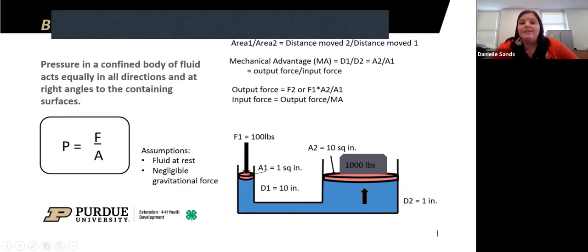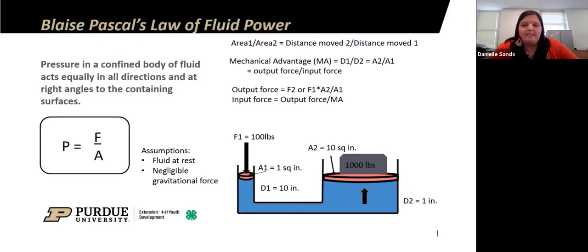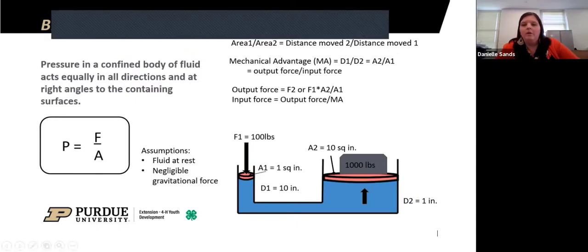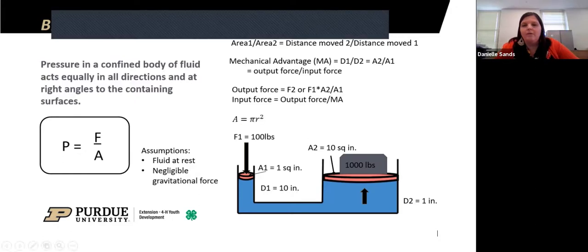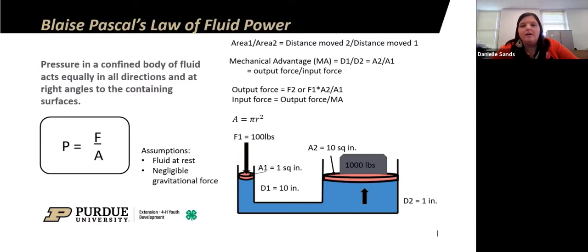All right, the output force is equal to F2, and F2 is basically the amount of weight that is lifted in cylinder 2, or it's F1, which is the input force, times A2 divided by A1. And then input force is equal to output force divided by mechanical advantage. And then, as always, area equals pi r squared. So if you have an example where the area is not in square inches, then you'll need this, or it's just they show the radius, etc.